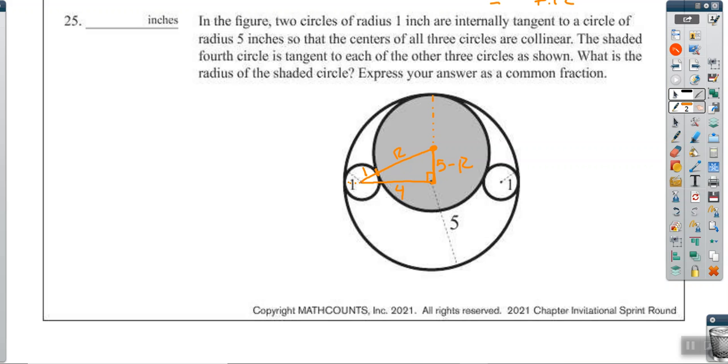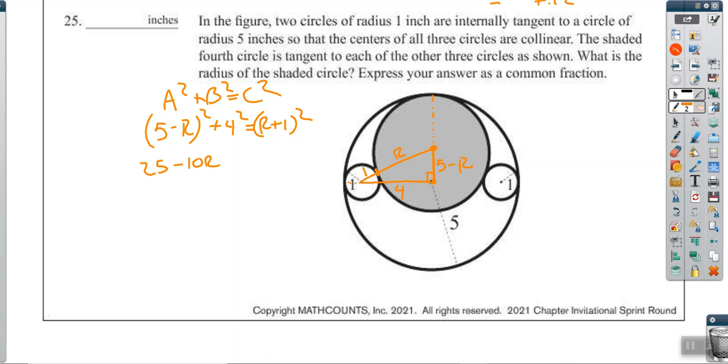All right, so we got Pythagoras. Let's go. So we have a squared plus b squared is equal to c squared, which means we have (5 minus r) squared plus 4 squared is equal to (r plus 1) squared. Okay, so let's square these things. So we get 25 minus 10r plus r squared plus 16 is equal to r squared plus 2r plus 1.